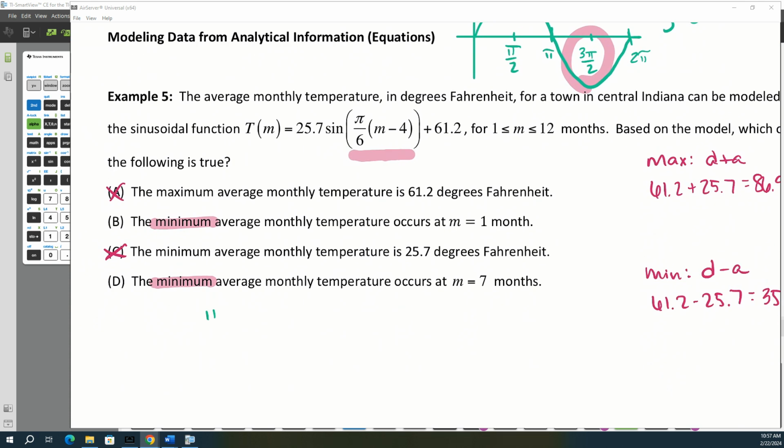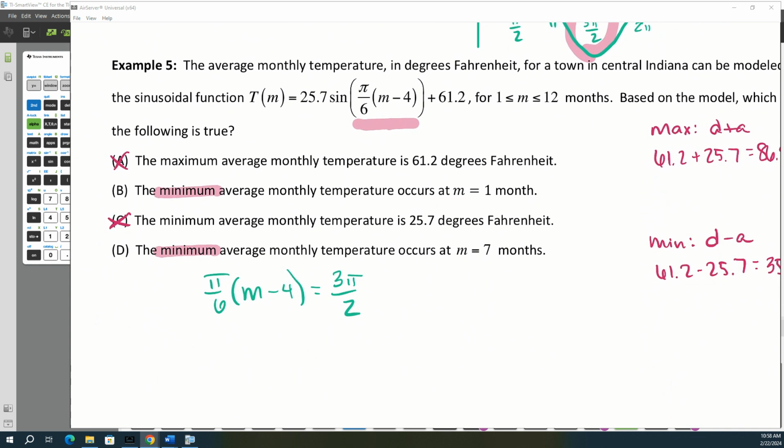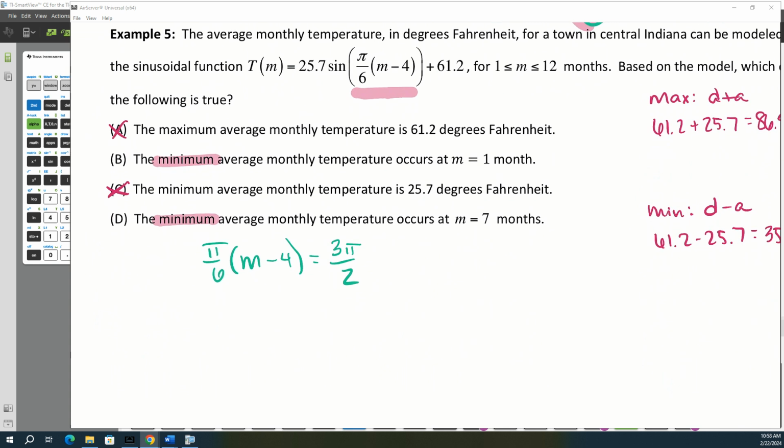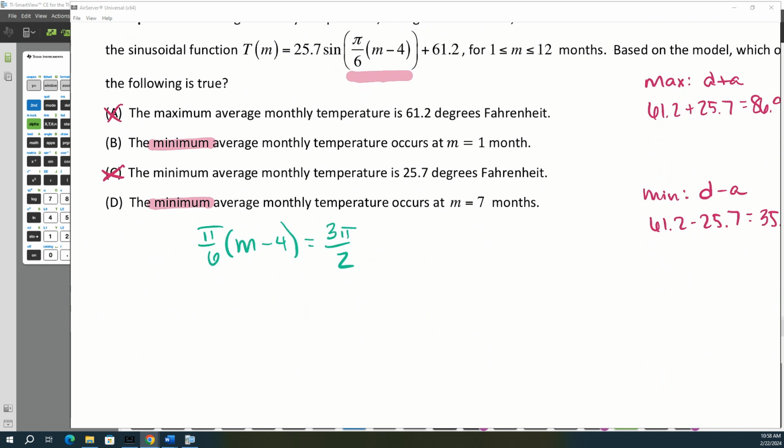We're going to take pi over 6 times m minus 4 and set it equal to 3 pi over 2. And we're going to solve that for m, and that should be where the minimum occurs for this transformed function. What would you guys do first? Multiply by the reciprocal. Good.